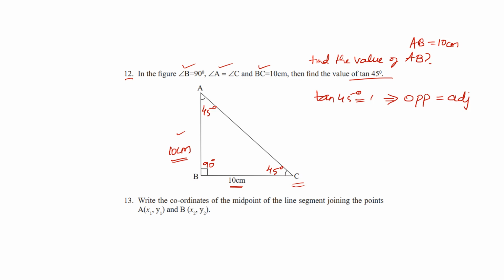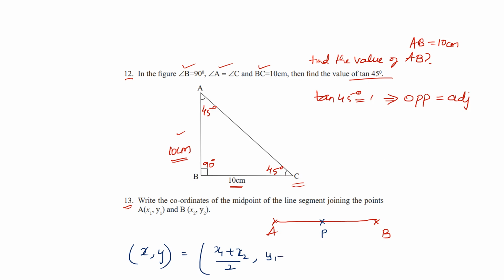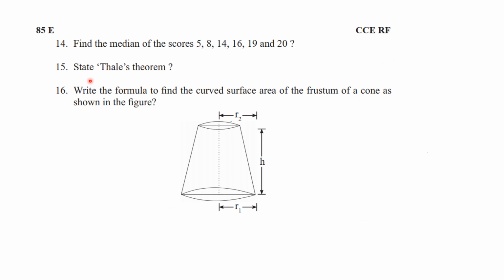Then 13th one: write the coordinates of the midpoint of the line segment joining the points. They have given 2 points, point A and point B. Midpoint means it is equally divided, exactly at the center. The midpoint formula is x comma y is equal to x1 plus x2 divided by 2 comma y1 plus y2 divided by 2. This carries 1 mark.